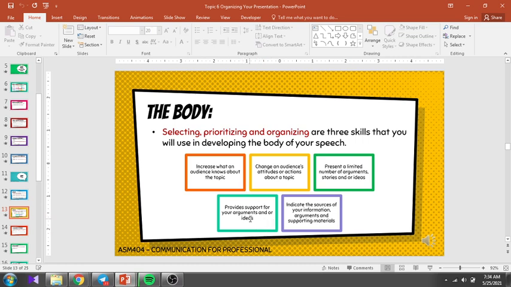Provide support for your arguments and or ideas. Support can be given by facts on a graph, statistical data, survey research, a paper, a journal, newspaper news, statistics, and indicate the sources of your information, arguments, and supporting material. Of course, the sources of your evidence must come from valid sources, not from Google or Wikipedia.